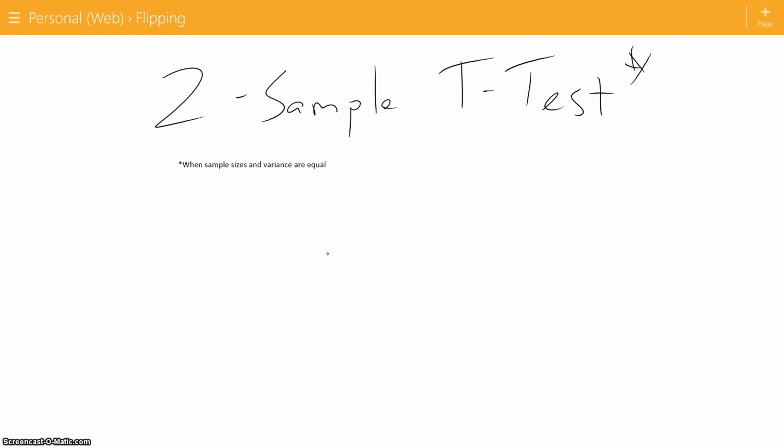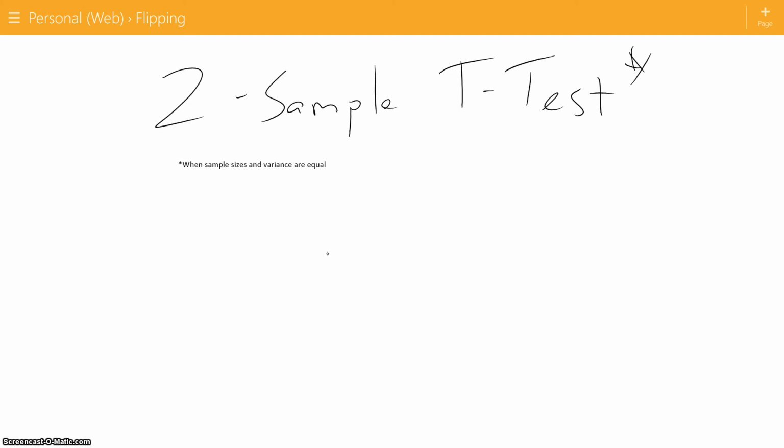Hello, Mr. Stone here, and today we are going to be looking at two-sample t-tests. And there are a number of ways to do two-sample t-tests. In particular, today we're going to be looking at what to do when sample sizes and variance are equal. And we're also going to be looking at a one-sided two-sample t-test here.